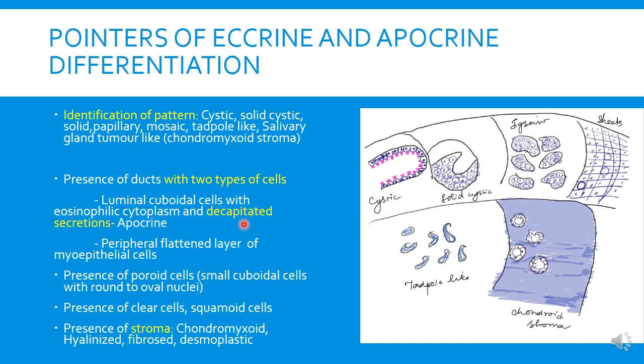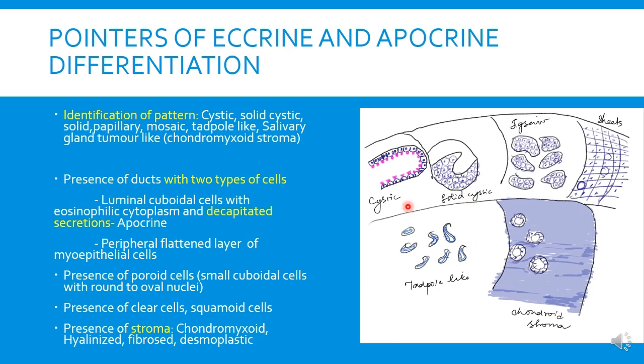and if decapitated secretions are present, it is a marker of apocrine differentiation, surrounded by a peripheral flattened layer of myoepithelial cells. Also, there may be presence of poroid cells in certain tumors, which are small cuboidal cells with round to oval nuclei, somewhat different from the usual squamoid cells, which are slightly larger. There may be presence of clear cells, squamoid cells, and mucinous cells. After you notice the type of cells, please note the type of stroma that is present, whether it is a chondromyxoid stroma like that of pleomorphic adenoma, or hyalinized stroma, or fibrosed or desmoplastic stroma.